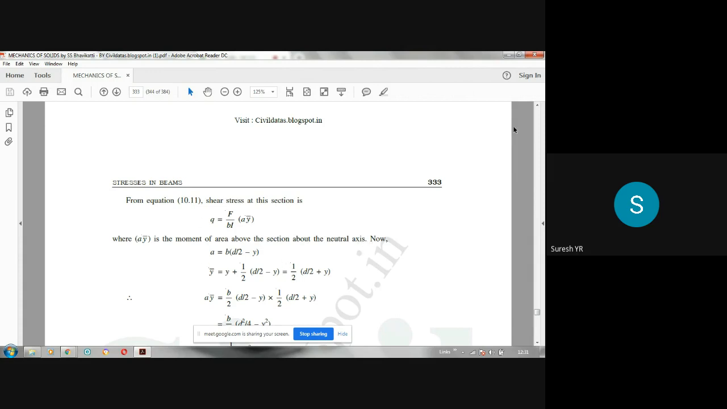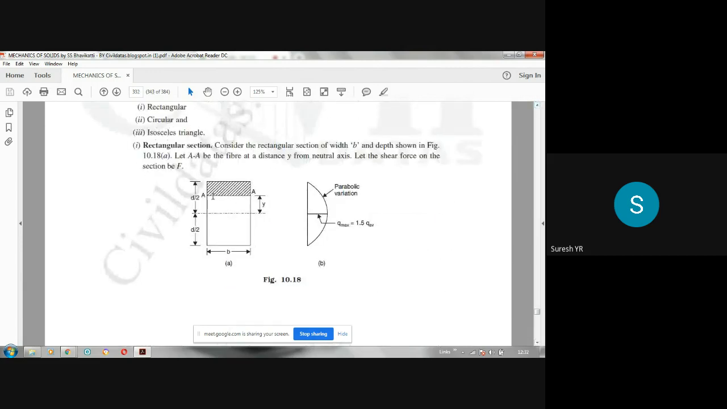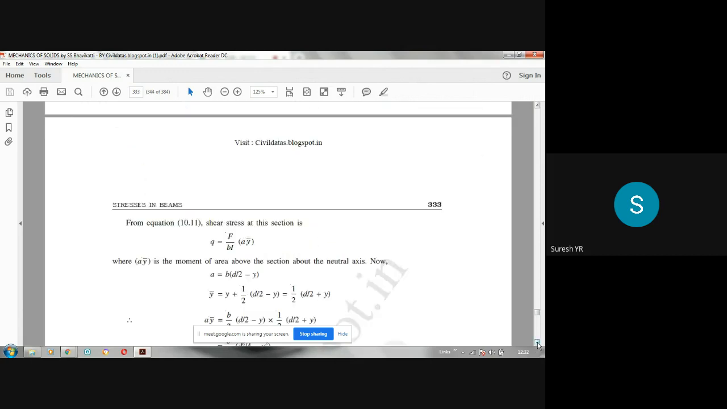Now let us see what the area is here. Small a is the area from this layer up to the top fiber. The shaded region is the area. So the area is a rectangle. Small a is equal to B into this, which is D by 2 minus y. So your area is now B into (D by 2 minus y).